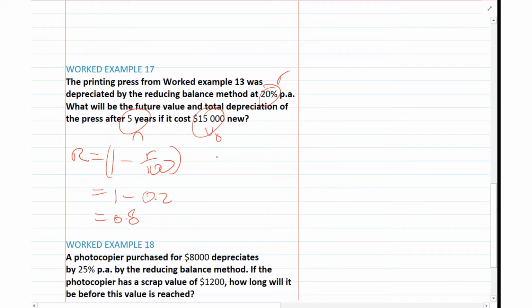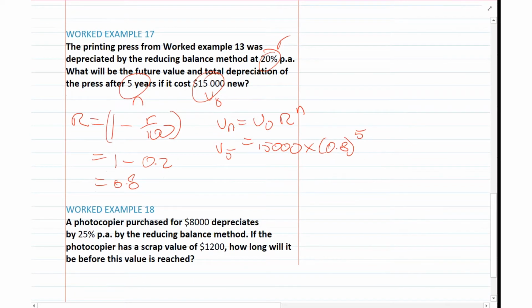So we put that into our equation. The equation was Vn equals V0 times R to the n. So it's going to be V5. V0 in this case was 15 grand times R, which was 0.8, to the power of N, which is 5. So V5 is equal to 4915.2. You've actually calculated that. Your future value after 5 years is $4915.2.